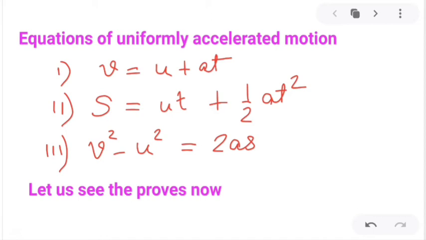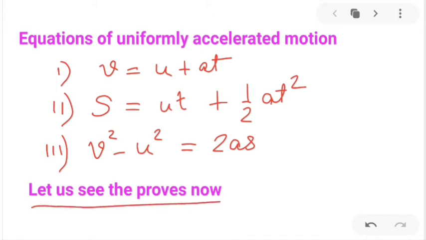We know that the three equations of motion are equations of uniformly accelerated motion. There is v equal to u plus at, s equal to ut plus half at square, and number 3, v square minus u square equal to twice as. Now we will discuss today how we can verify these equations, that means proofs. Let us see now the proofs of these equations.